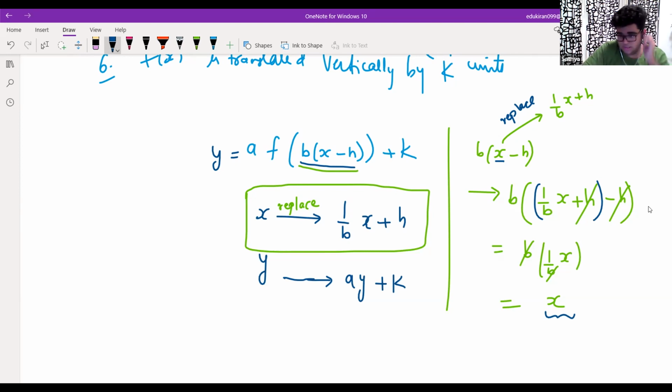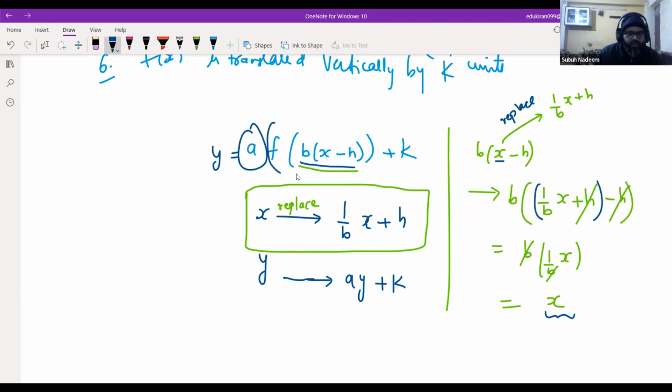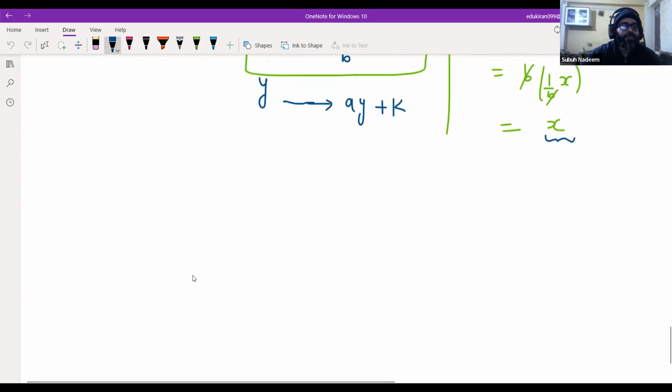So in this one, there's half 1 by b plus h. So is that what? The 1 by b x plus. Okay, yeah. And y is not so complicated. A into this y plus k, that is y. Okay. Now let us see a question, because the rules we now know. Just apply it in a question.